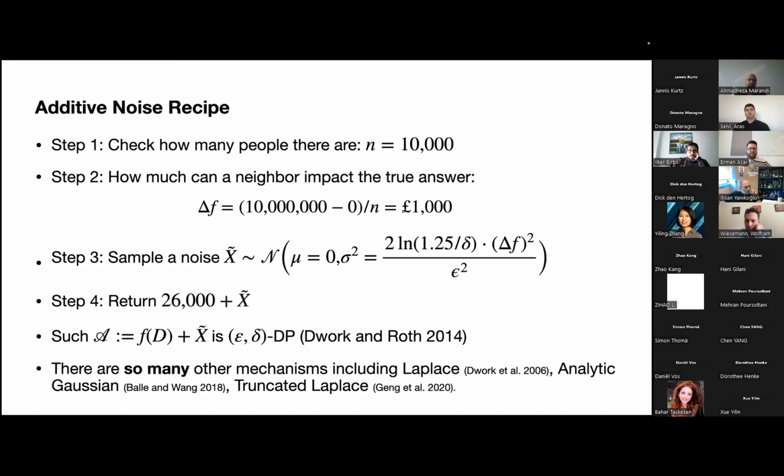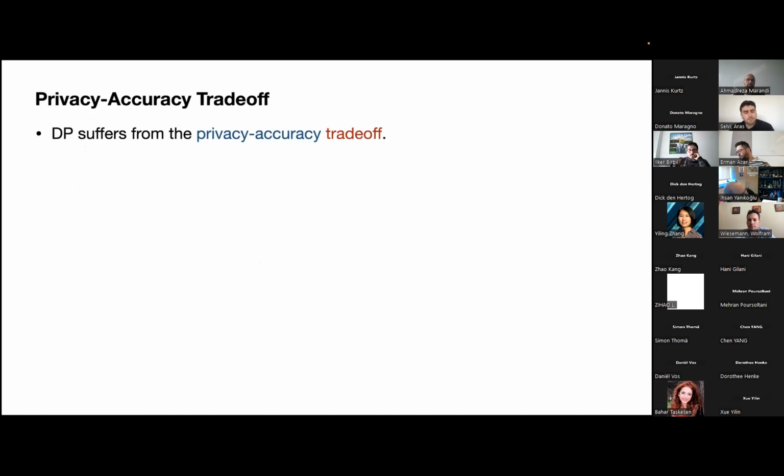The main theory we rely on is that this is differentially private. This way of selecting the variance of the Gaussian noise ensures the definition that I showed you. And that's not necessarily Gaussian distribution. There are other distributions, from Laplace to truncated Laplace to analytic Gaussian mechanisms. And in general, regardless of which method we use to add noise, we suffer from privacy accuracy trade-off. In general, it means that the more privacy we want, the less accurate we get.